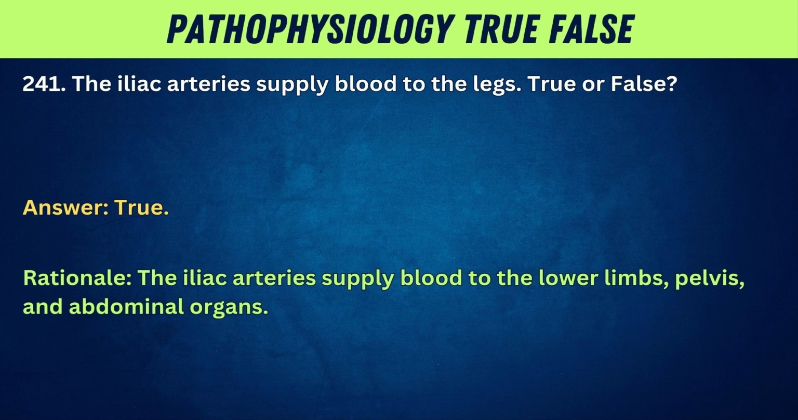241. The iliac arteries supply blood to the legs. True or false? Answer: true. Rationale: the iliac arteries supply blood to the lower limbs, pelvis, and abdominal organs.